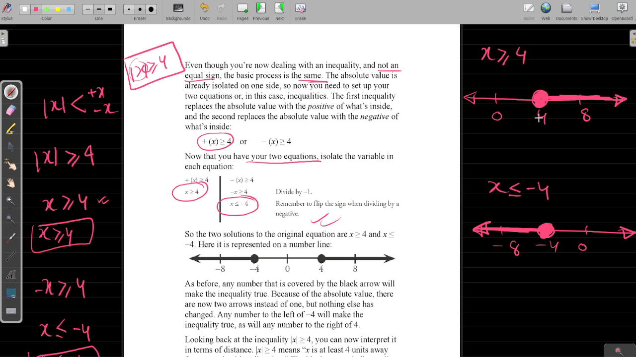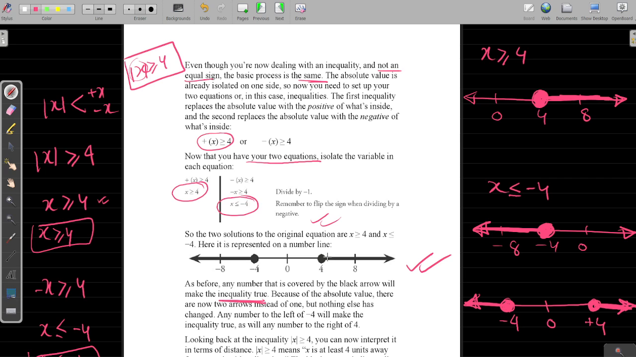So if I combine this one and this one together, then what will be our answer? Our answer will be something like this. Suppose this one is 0, this one is minus 4, and this one is plus 4. From plus 4 to the right-hand side this way, from minus 4 to the left-hand side this way. So our answer will be this one. They have drawn the same thing here. Now I'm going to read this out: as before, any number that is covered by the black arrows will make the inequality true.